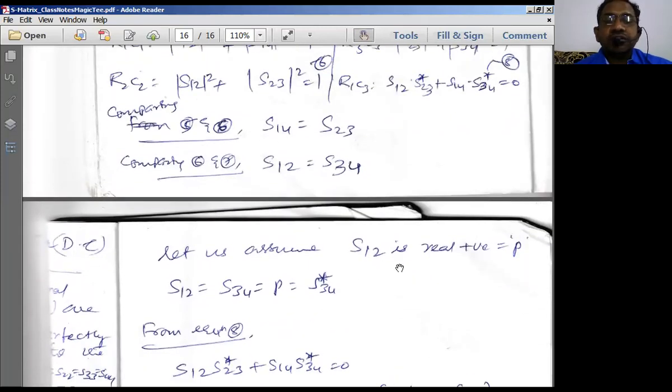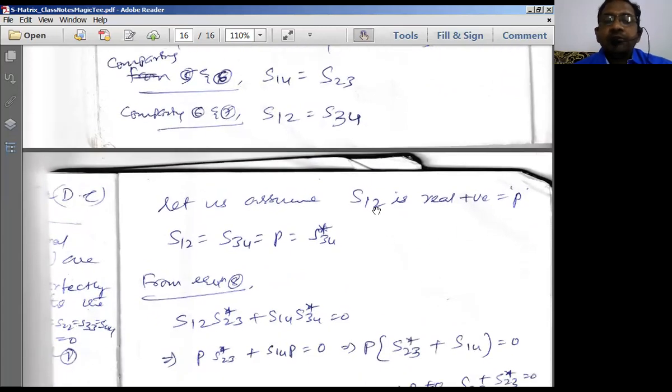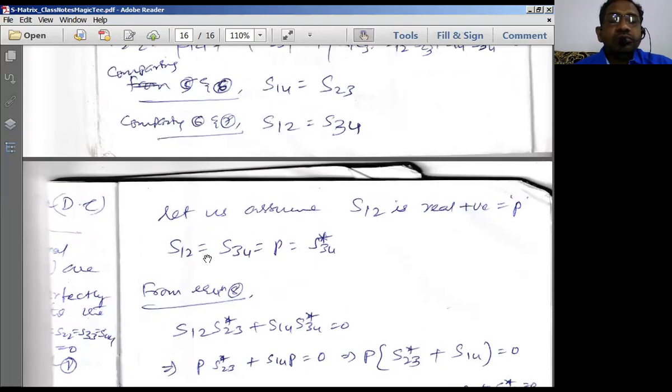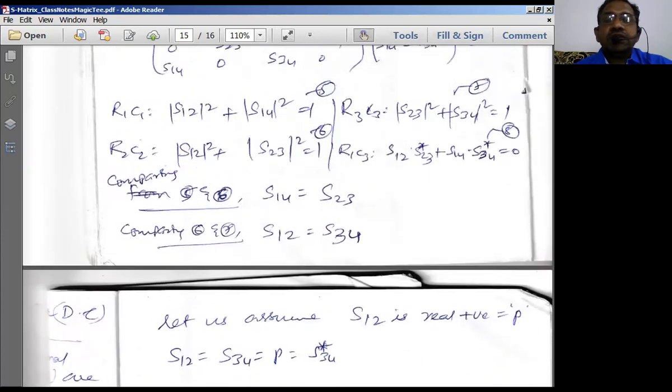Then let us assume this S12 is a real positive number. I can represent it by using P. That means if you apply input at port 1, port 2, you're going to get output at port 1. So maximum coupling is going to be there between port 1 and port 2. Therefore, I can take this as value positive P. So S12 is equal to, I can write as S34. That means if you apply input at port 4, I'll be getting output from port 3. So that is what we have, which is equal to the complex conjugate of this S34. So I can make out all these various approximations here.